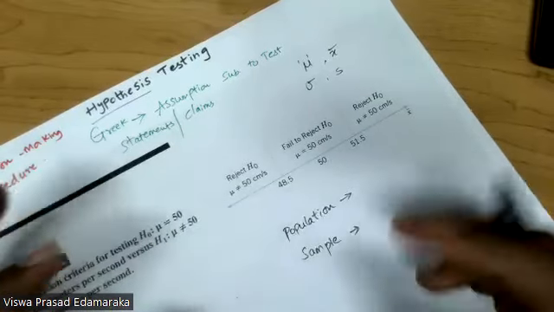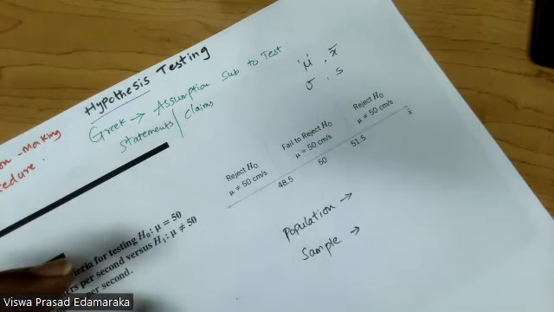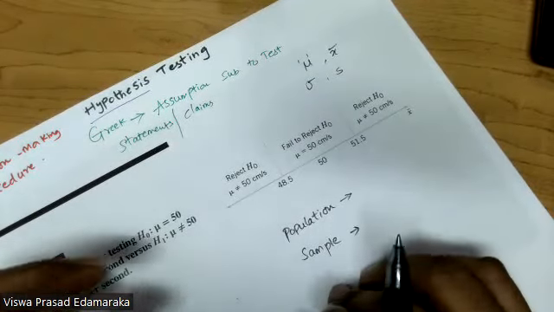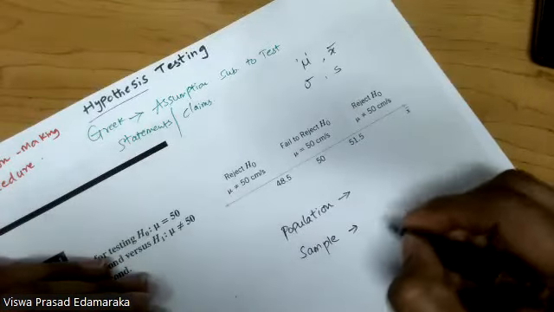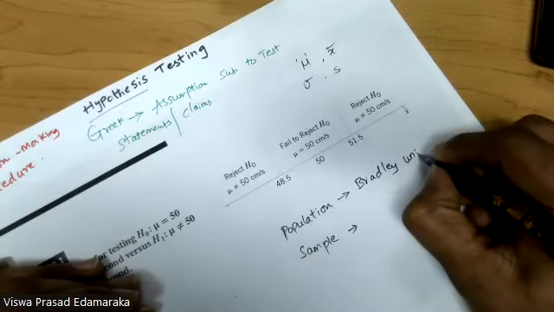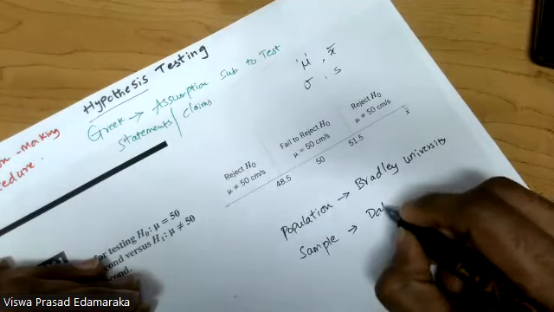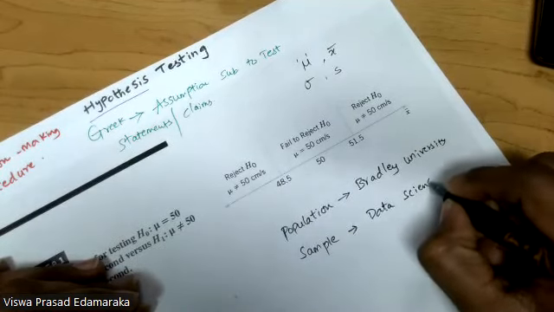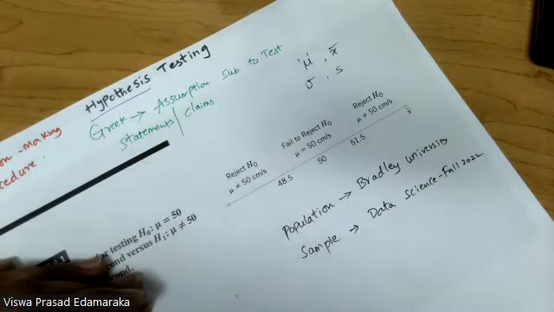Here, what we do is we take a sample from all the population, we test on the sample and we either reject or accept. For example, population is like Bradley University, whereas sample is like a data science, fall 2022.